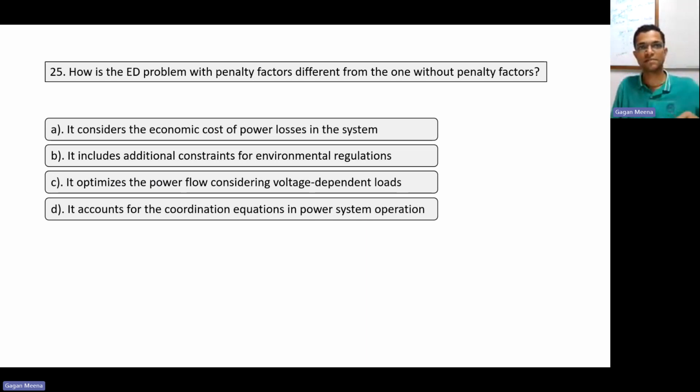How is the economic dispatch problem with penalty factor different from one without penalty factor? Because it considers the economic cost of power losses in the system, includes an additional constraint for environmental regulation, optimizes the power flow considering voltage dependent load, no. Accounts for coordination equation in power system operation, and considers the economic cost of line losses. What do you think is the correct answer here?